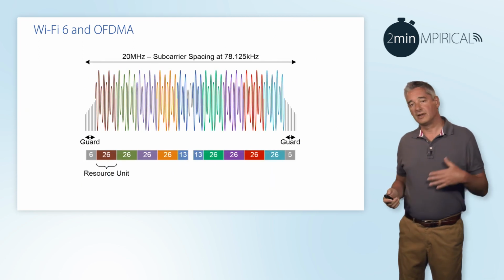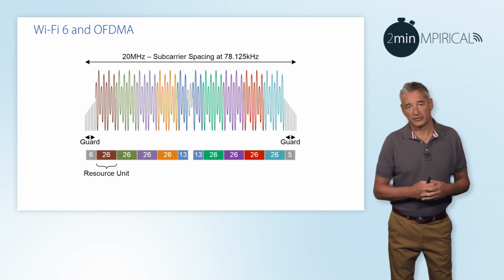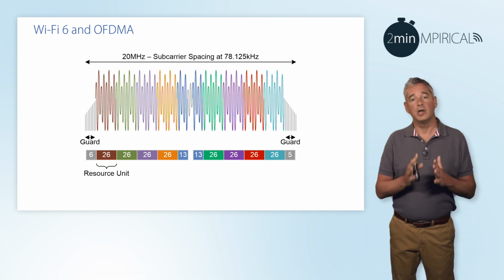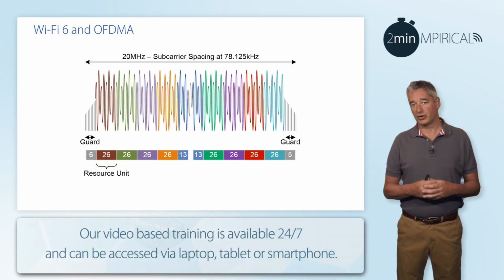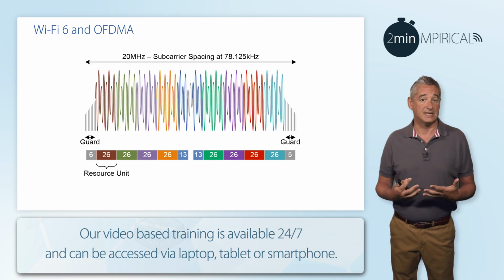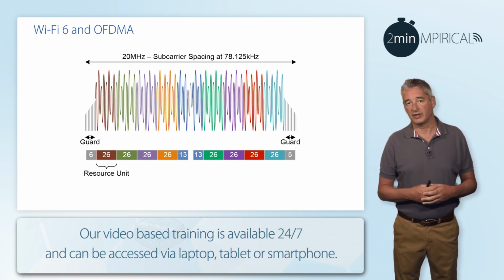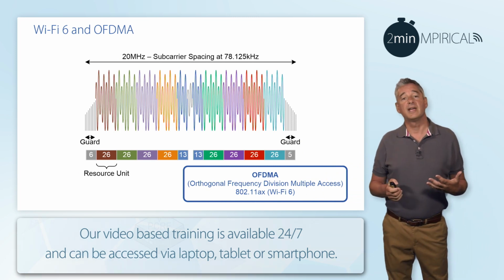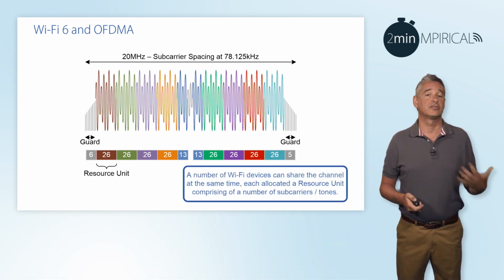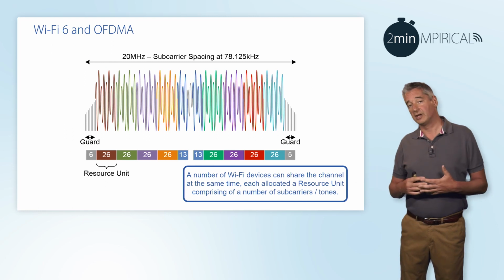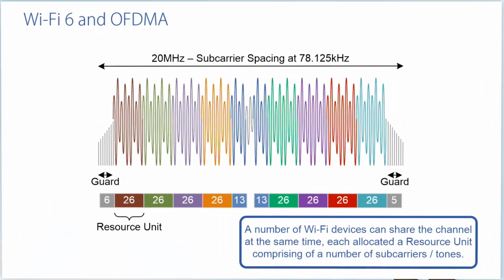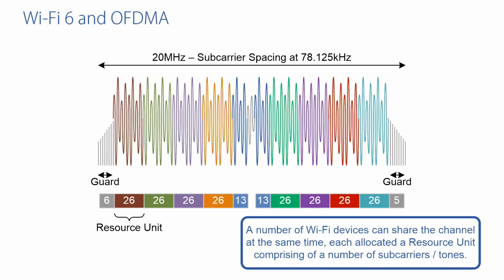So, how have things changed with Wi-Fi 6? Well, with OFDMA, we now portion up the individual subcarriers or tones, and these can be allocated to a number of different devices. In this diagram, then, we can see that we've grouped together blocks of 26 subcarriers or tones. And it's these resource units which can then be allocated down to our particular Wi-Fi device.